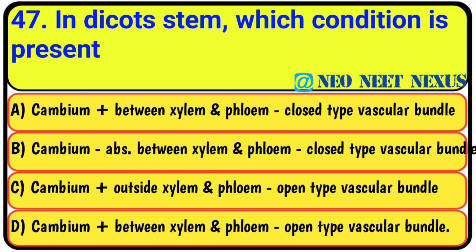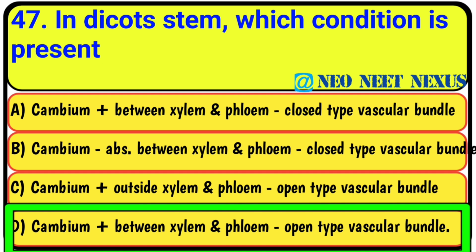Next, in dicot stem, which condition is present? A. cambium present between xylem and phloem and called closed type vascular bundle, B. cambium absent between xylem and phloem and called closed type vascular bundle, C. cambium present outside xylem and phloem and called open type vascular bundle, D. cambium present between xylem and phloem and called open type vascular bundle. Correct answer is option D, cambium present between xylem and phloem and called open type vascular bundle.